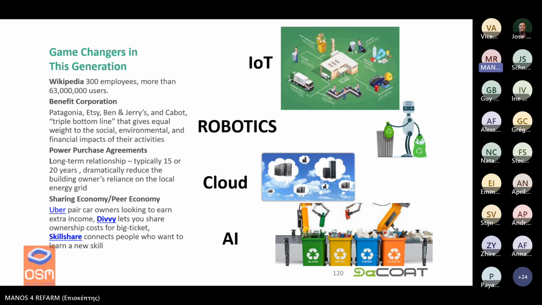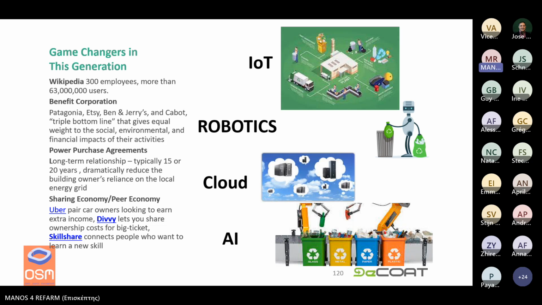Game changers in this generation, for example, Wikipedia is the biggest, not employer, I would say, engager of people globally, right? There are 63 million people working systematically for Wikipedia, updating, upgrading it, enhancing it, right? While Wikipedia has only 300 permanent paid employees, I would say. Right? So this is their business model, use volunteers.